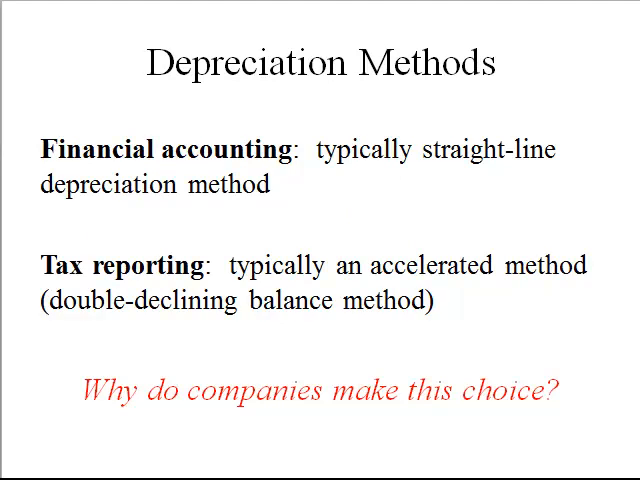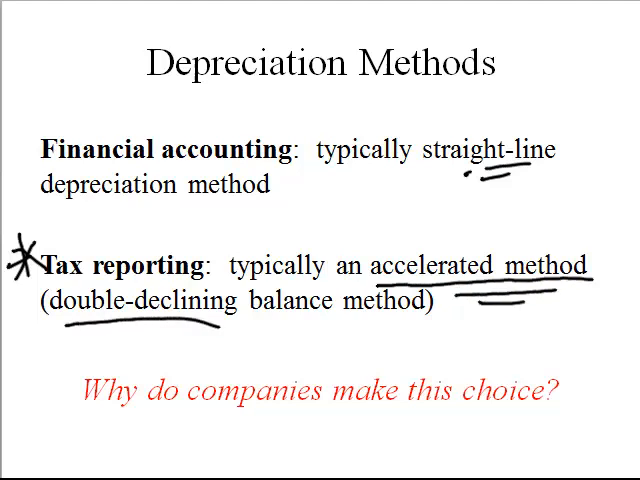So we've described two different types of financial accounting depreciation methods, straight line and activity based. Financial accounting often uses the straight line method of depreciation, in part because it's simple and in part because it produces a nice, smooth, even amount of depreciation expense each period. For tax accounting, however, we typically use an accelerated method of depreciation, such as the double declining balance method.